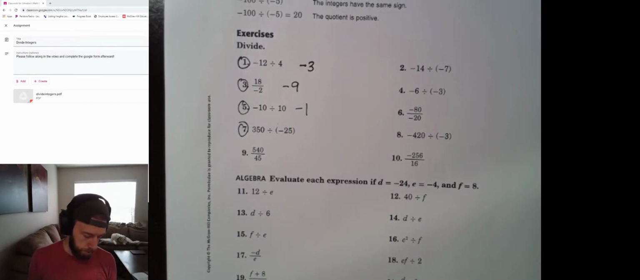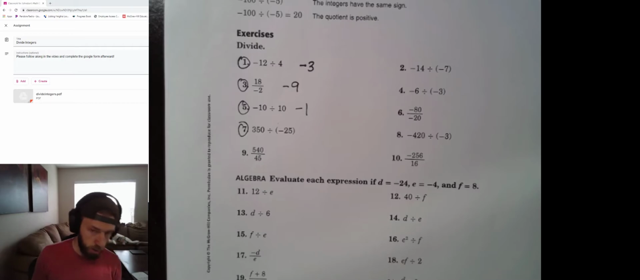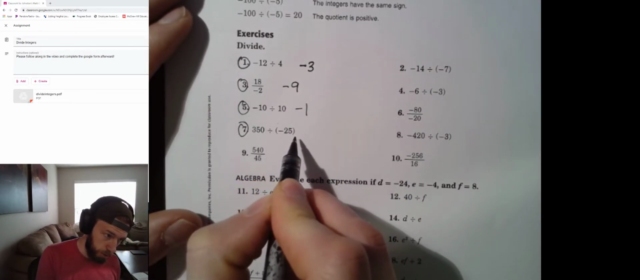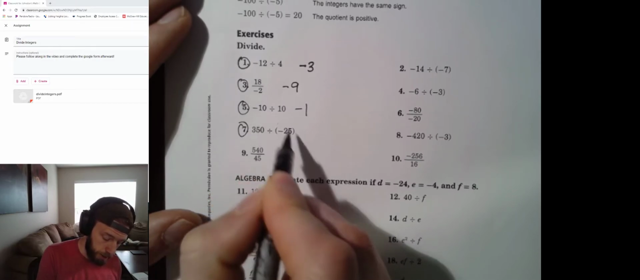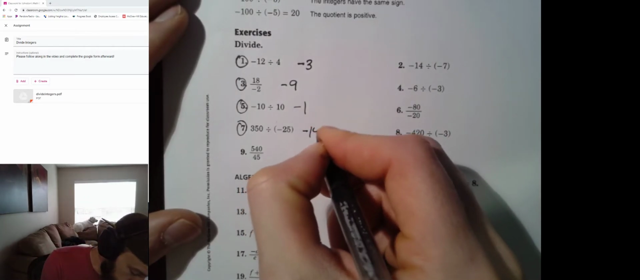And then number 7. 350 divided by negative 25. You can probably use a calculator on this if you want to. But I know that 25 goes into 10 four times. Times 3 would be 12, 14. So 350 divided by 25 should be 14. But both of the signs are different. We've got a positive number and a negative number. So I know my answer is going to come out negative. It's going to be negative 14.